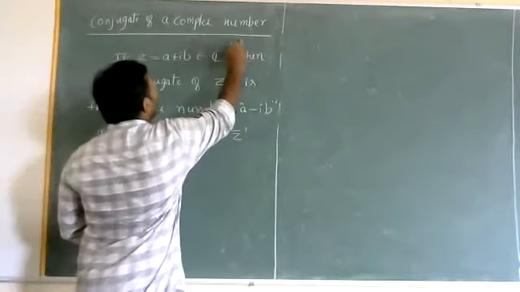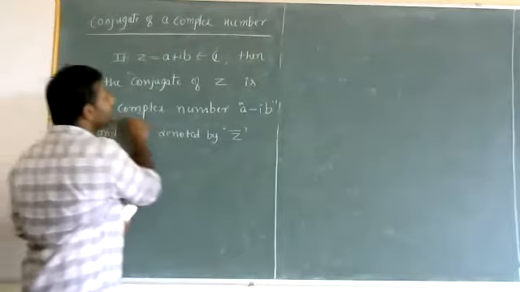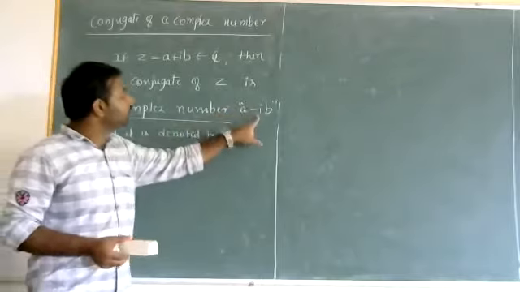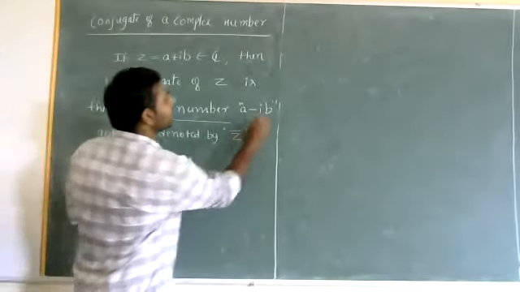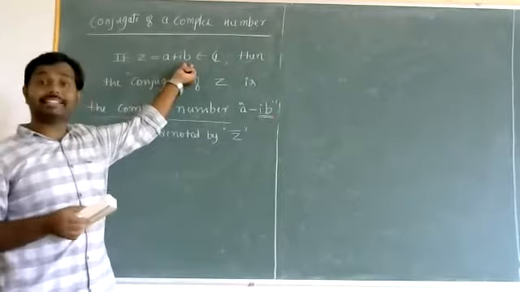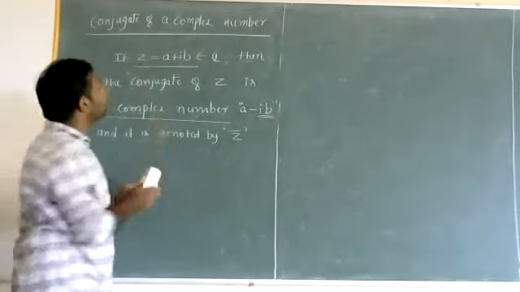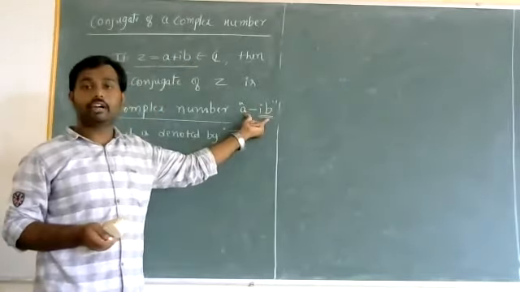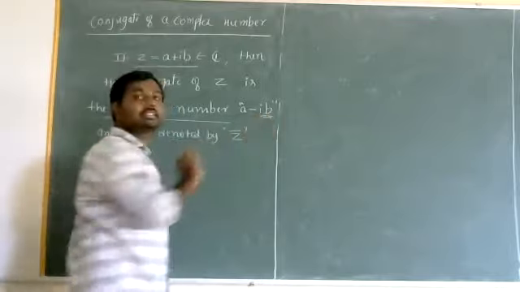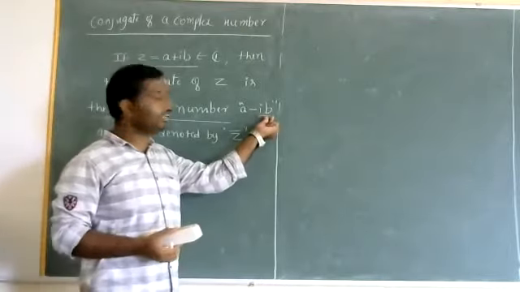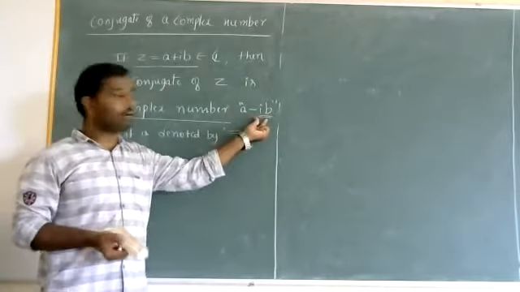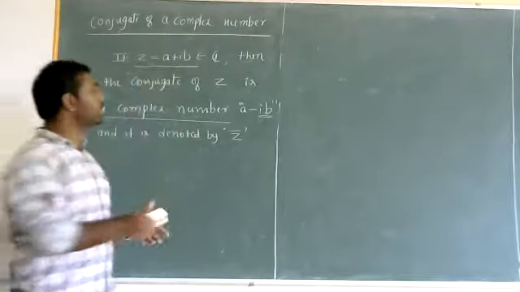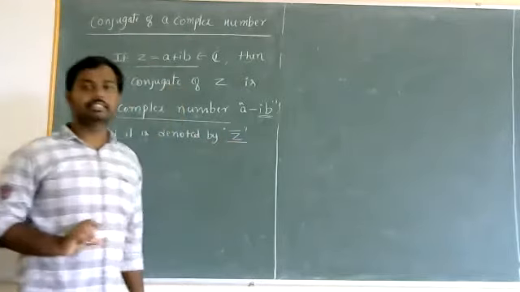So the conjugate of a complex number is again a complex number, got by just negating the imaginary part. If you are starting with the complex number a plus ib, then its conjugate will be the complex number a minus ib. By just negating the imaginary part, we get the complex number which is called the conjugate of the given complex number, and it is usually denoted by z bar.